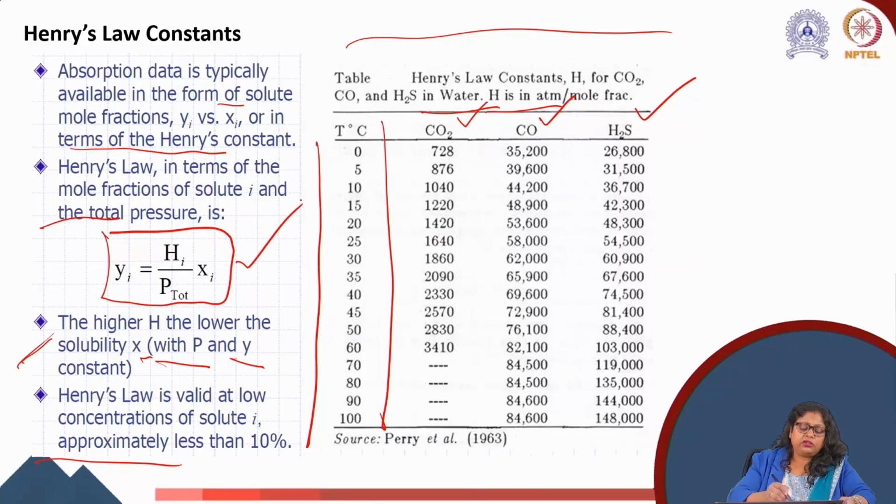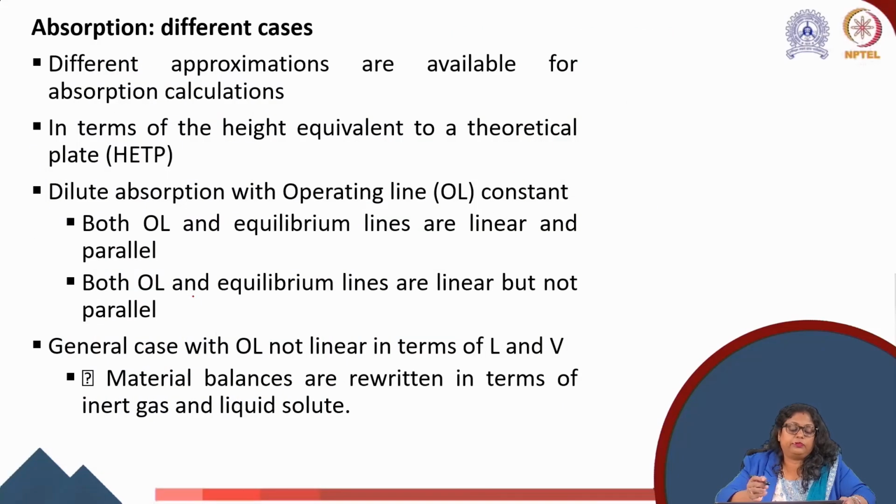So this is how we represent Henry's law with regard to mole fraction: yi will be Hi by P total times xi. yi and xi are the mole fractions of the gas and liquid phase correspondingly, Hi is the Henry's law constant and P tot is the total pressure.